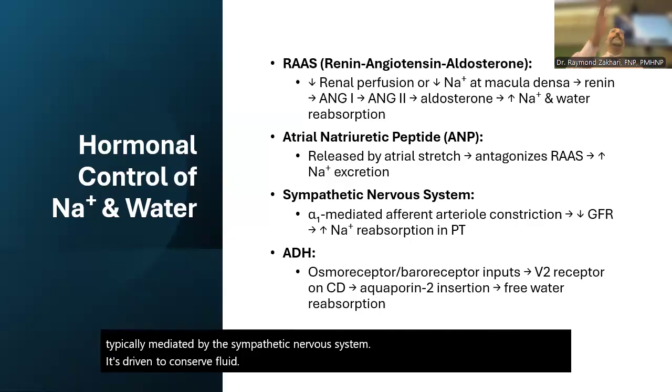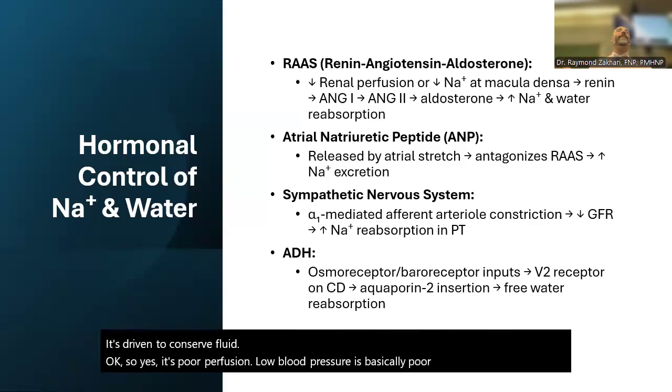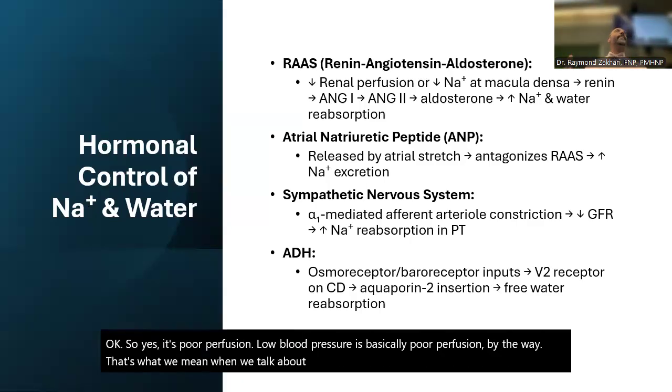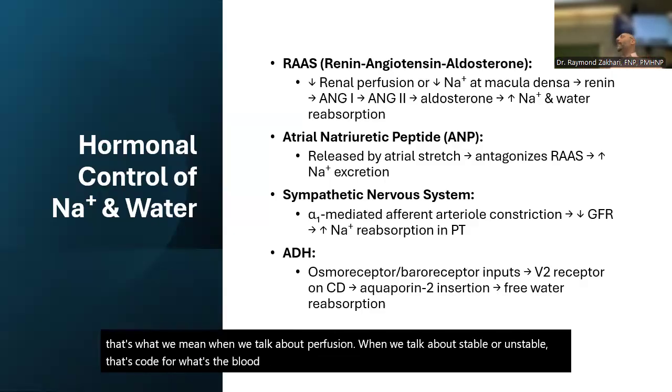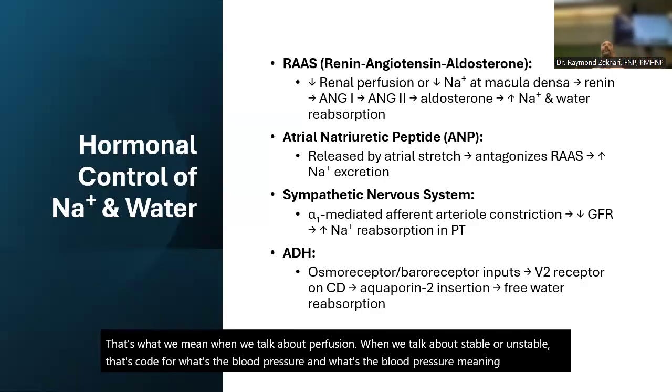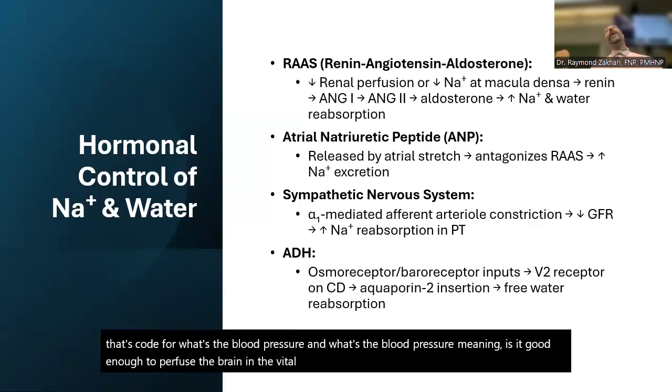Okay. So yes, it's poor perfusion. Low blood pressure is basically poor perfusion. By the way, that's what we mean when we talk about perfusion, when we talk about stable or unstable, that's code for what's the blood pressure. Meaning, is it good enough to perfuse the brain and the vital organs, right? Too high or too low can be a problem also.